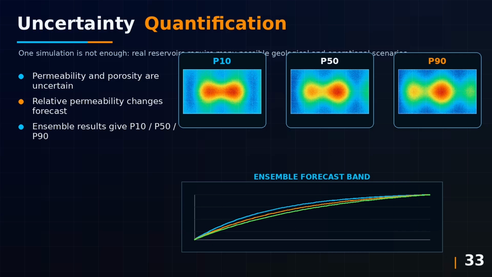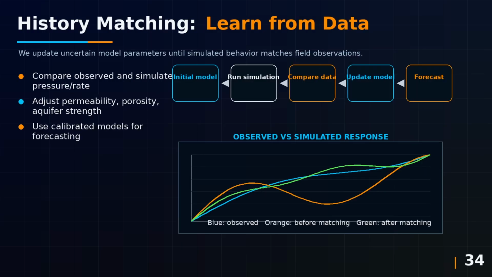Now that we understand uncertainty quantification, let us move to history matching. Learn from data. History matching is the process of adjusting uncertain model parameters so that simulation results match observed field data. These data can include pressure, production rate, water cut, gas rate, temperature, seismic plume extent, or monitoring signals. The idea is to let the model learn from the real reservoir behavior.